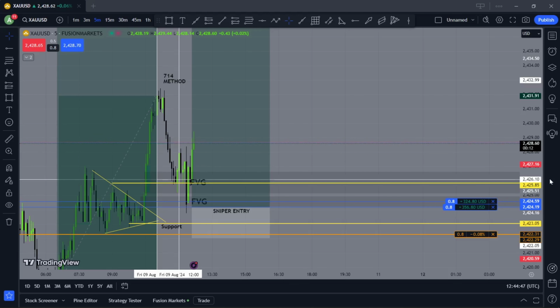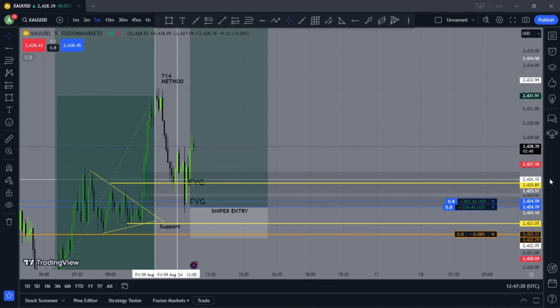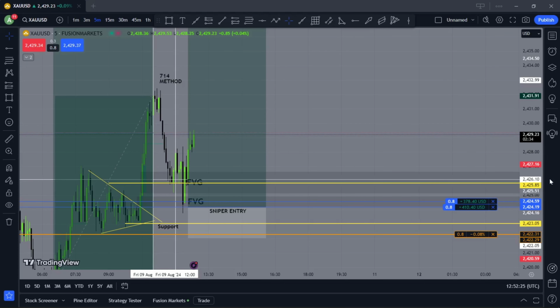Use this trend, use this method, and boost up your accounts, then enter into normal trades, right? That's just how it is.